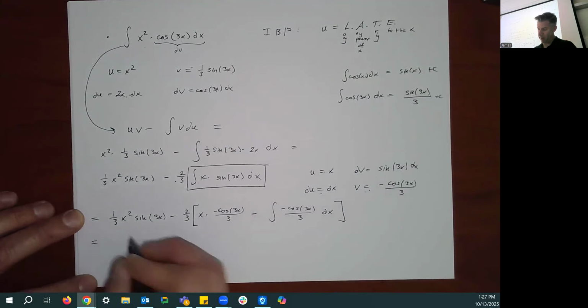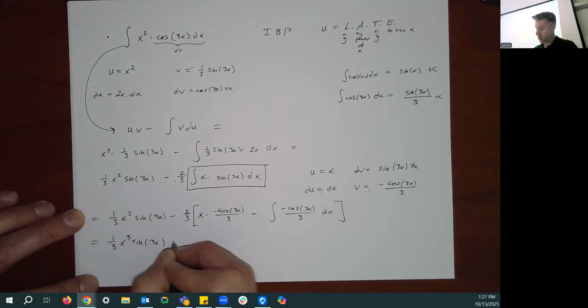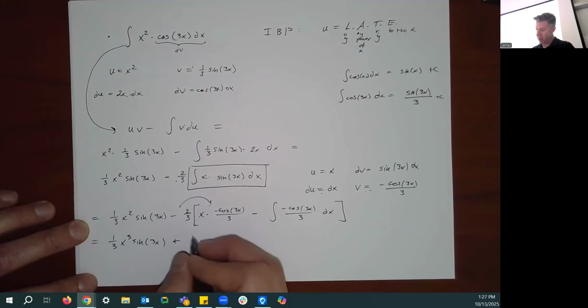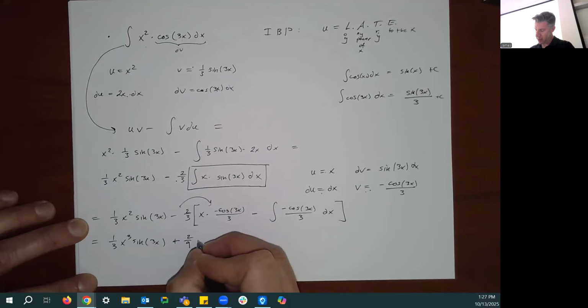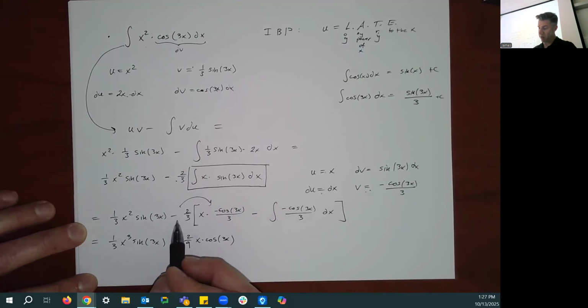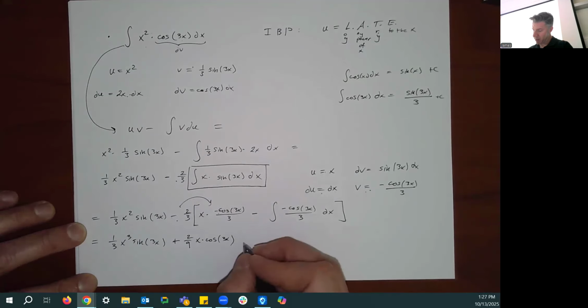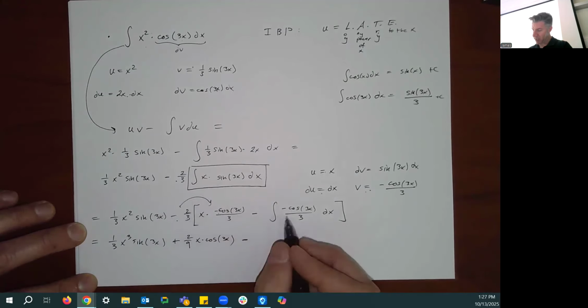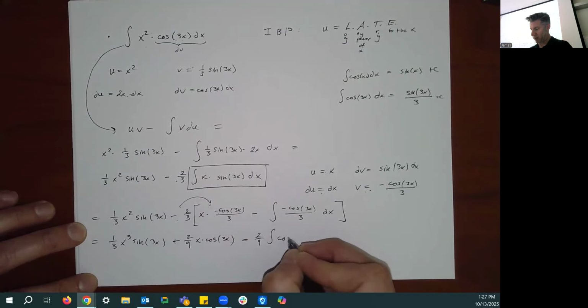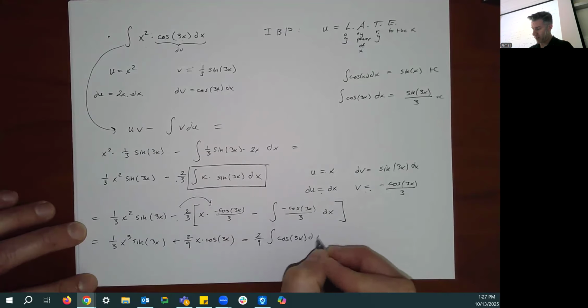If I was simplifying this a little bit, I'd have 1/3 x squared times sine of 3x. I can distribute this negative 2/3 to this first term here and get a positive 2/9 times x times cosine of 3x. It's positive because it's a negative 2/3 times a negative cosine. And then minus 2/9, and I'm going to write the integral of cosine of 3x, even though I know we could do that.